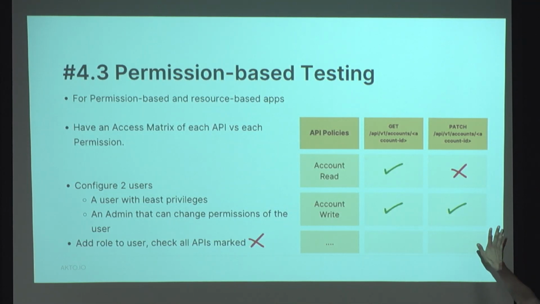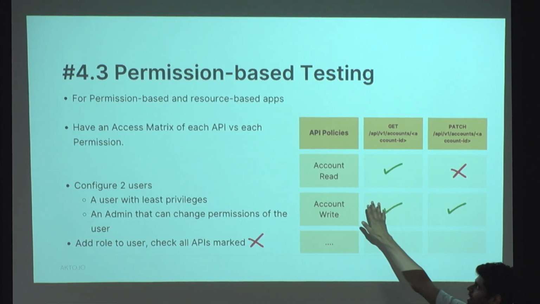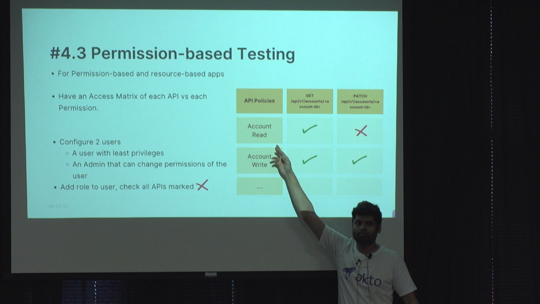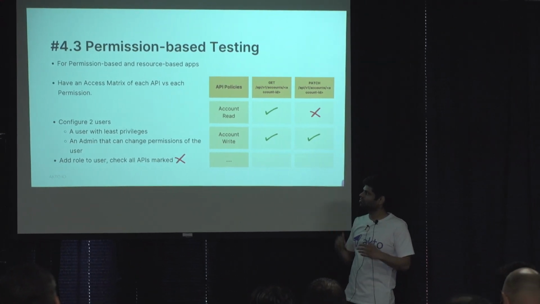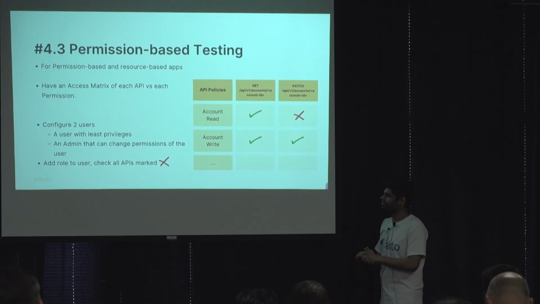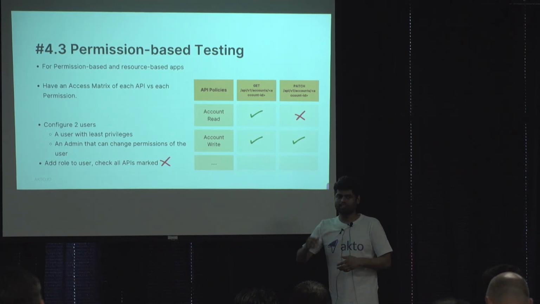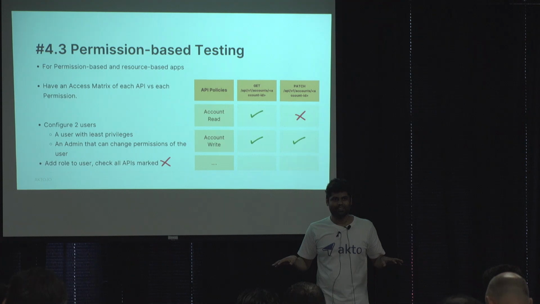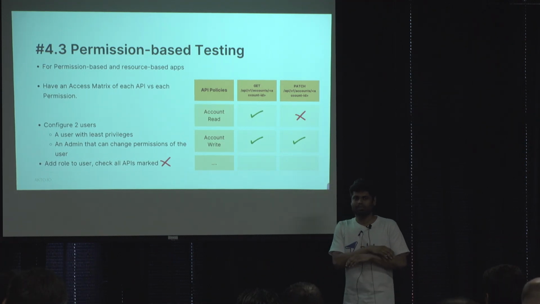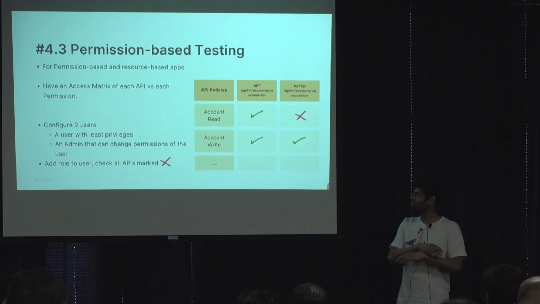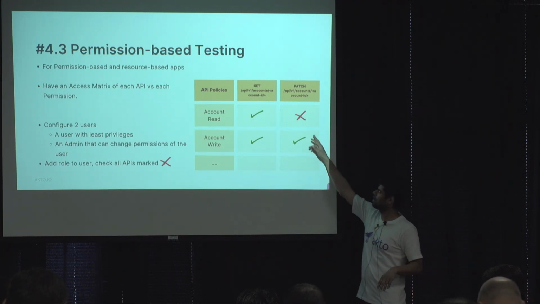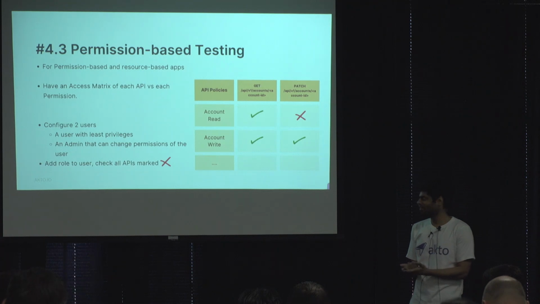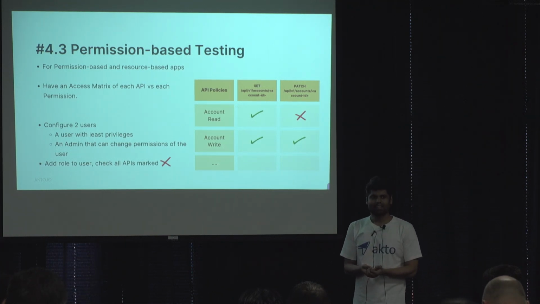This is how an API policy document should look. So for each kind of permission, what all APIs are allowed for that permission. You start with the user which has no permissions at all, okay, and let that user fire all the APIs that are marked as cross. If anything returns a positive answer like 200 OK or 201, it's again a vulnerability.